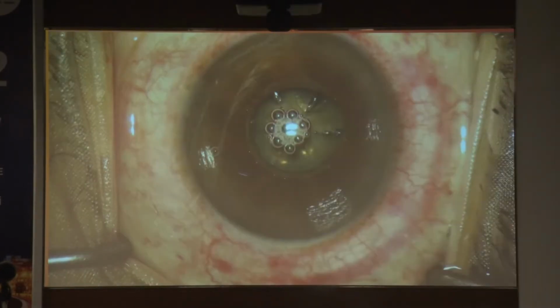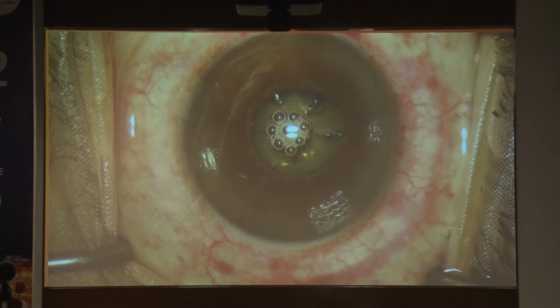And the last case here is an interesting case. I've done a femtosecond laser capsulotomy and nucleotomy, and you can see the pupil has contracted. In fact, you can see the anterior capsule over the iris, and see how quickly this case will get miosed.